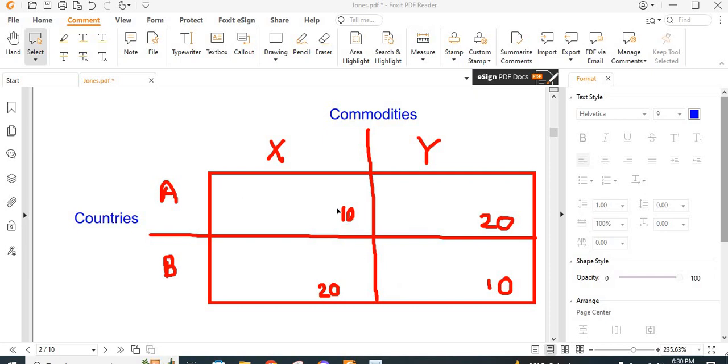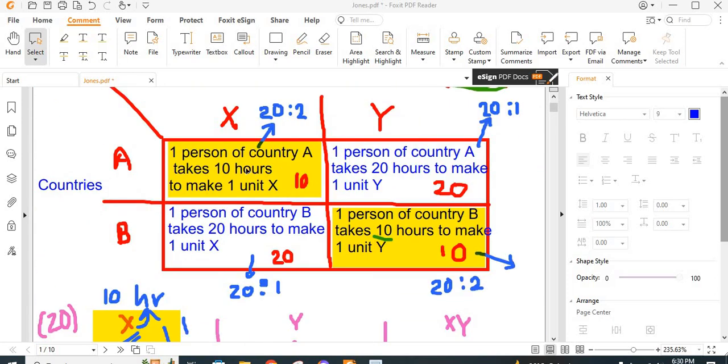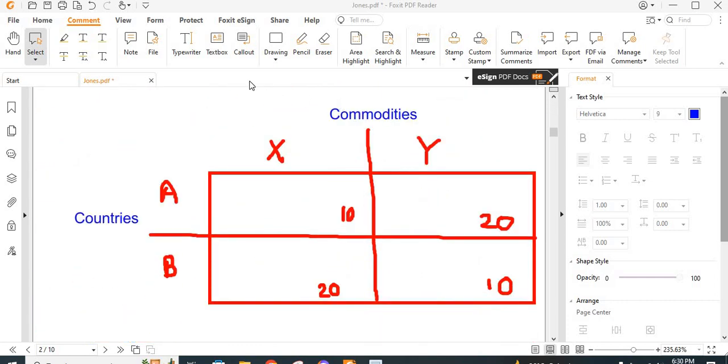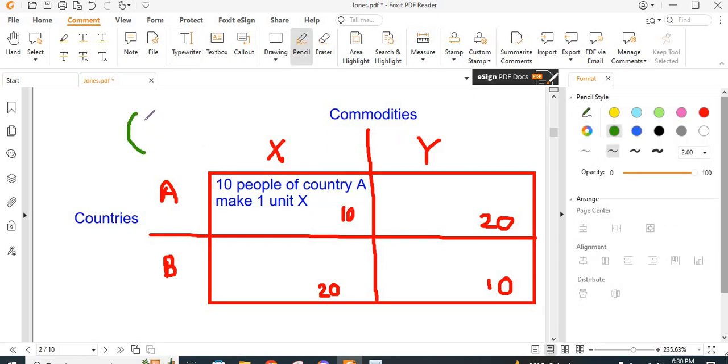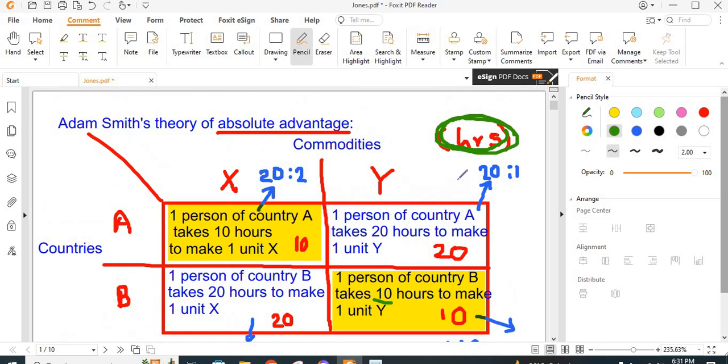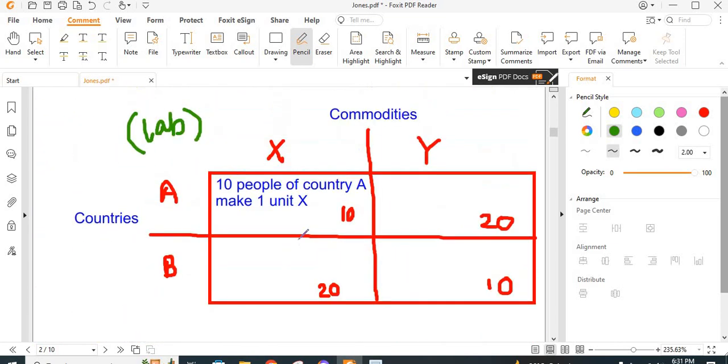10, 20, 20, 10. But here we had one person of the country A takes 10 hours to make 1 unit of X. Another alternative explanation, but the same reasoning would remain. It would be 10 people of country A make 1 unit X. So I am ignoring the concept of hours here. So here, instead of the unit being hours, the unit becomes labor. Right, that is what I mean to say when the unit is of concern. So here the unit was hours and here the unit is labor. The meaning essentially remains the same.